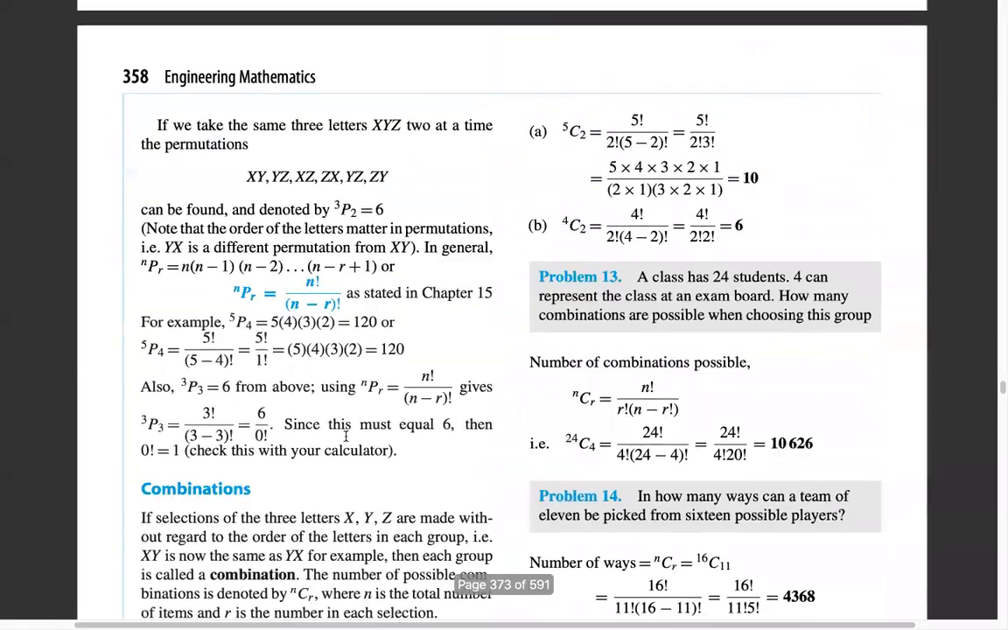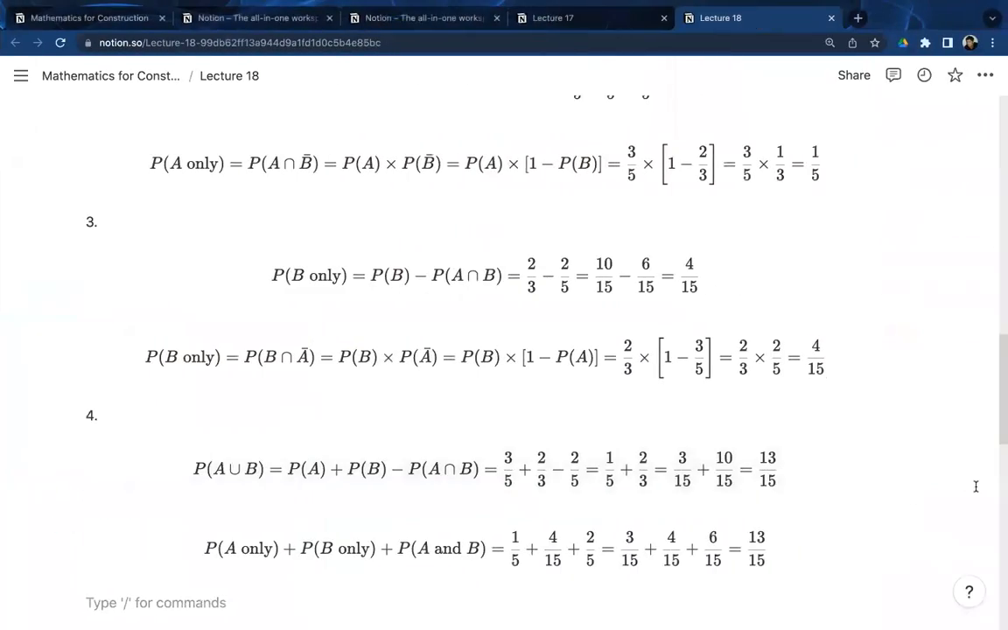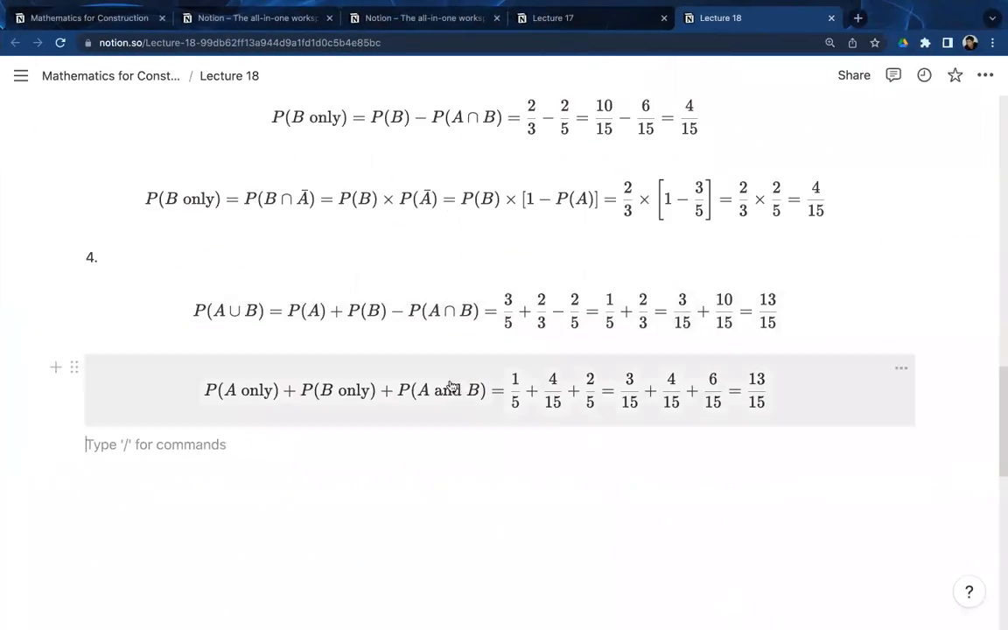I don't think they actually did. And that's what we want to talk about now. This last way of doing it. The reason why I could add these probabilities together is because they don't have anything in common.